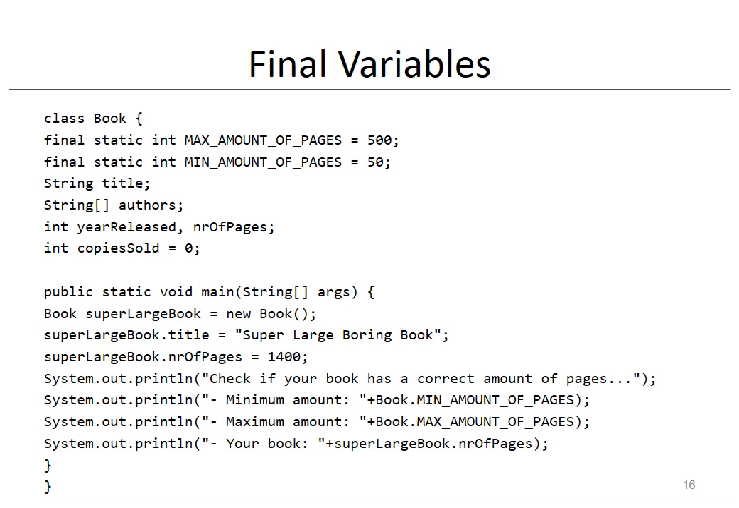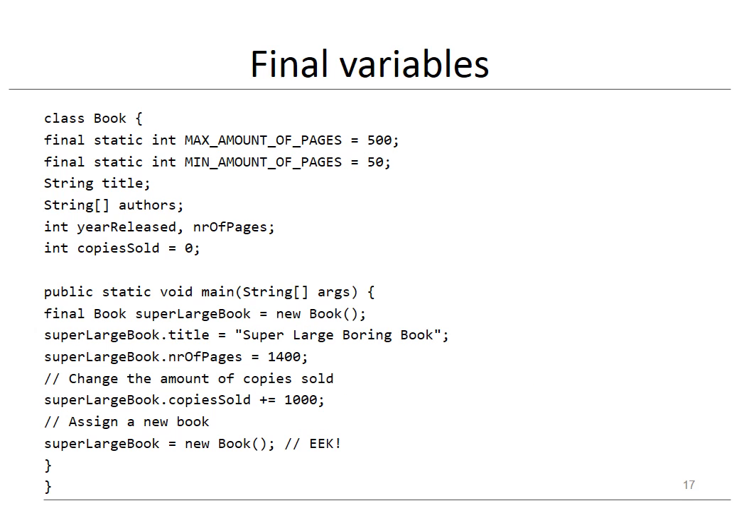The recommended naming convention for constants is capitalized underscore separated form, as you can see. In the main method, you can see that both final variables can be accessed directly through the book class, since they are both class variables.